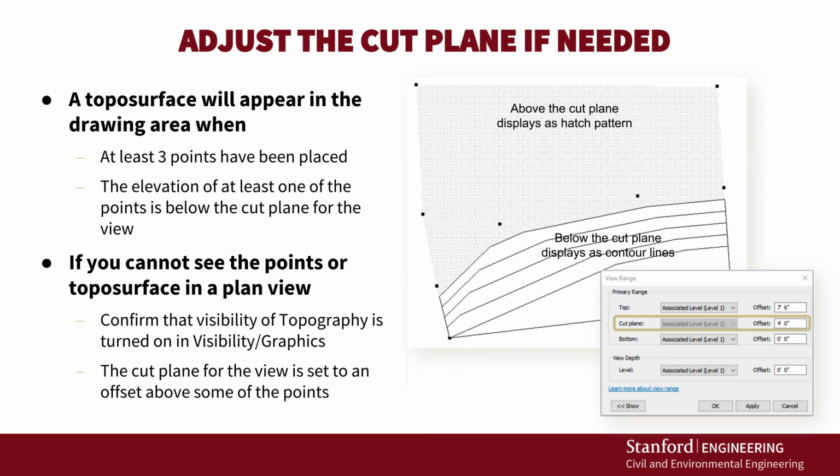If you cannot see the points or the topo surface in a plan view, confirm that the topography is turned on in the Visibility Graphics dialog. And also confirm that the cut plane for the view is set to an offset above some of the points. So in the illustration, you'll see the View Range dialog and the cut plane line. Currently, you'll see that set to 4 feet above level 1. You may need to adjust that either higher or lower so that the cutting plane does indeed intersect the topo surface.